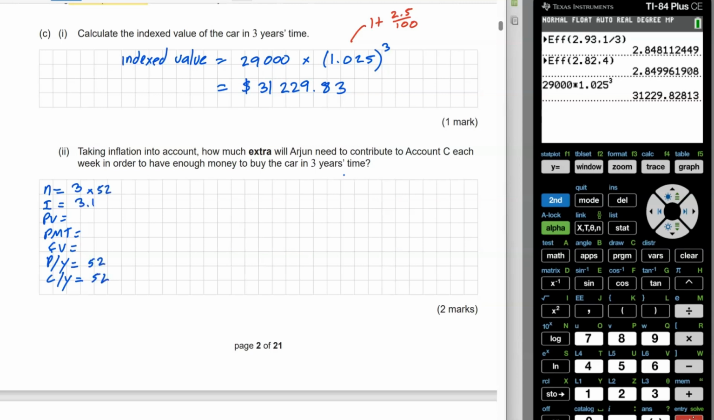We've still got 3.1% here. We still start with the 20,000, so it's again the negative 20,000. The payment is what we're trying to find. We're expecting it to be more than $50 though, and the future value is our index value, so it's $31,229.83, and I'll just write here it's the indexed value.